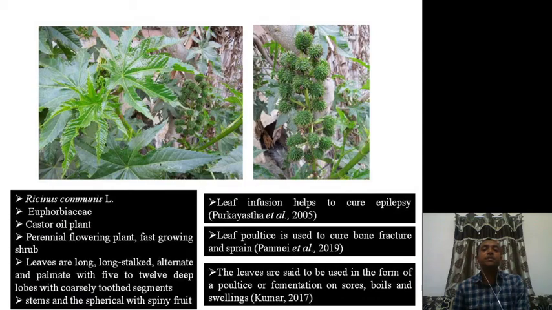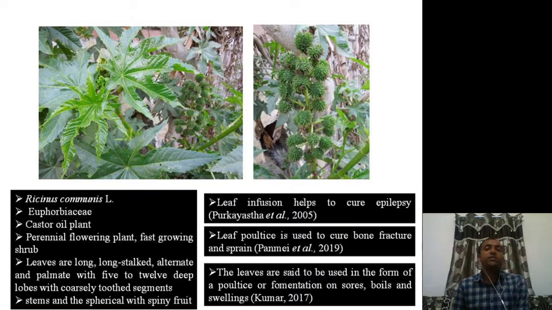This is Ricinus communis. As you can see in the picture, it is a common plant and you can see spiny fruits are also found in this particular plant. Now it belongs to the Euphorbiaceae family. So those who are from a botany background will have a fair idea about the families and all. So it belongs to the Euphorbiaceae family and it is commonly called the castor oil plant. So basically it is a castor oil plant, as you can see over here. Now, it is a perennial flowering plant, a fast growing shrub. So it's basically a perennial flowering plant and it is very fast growing.